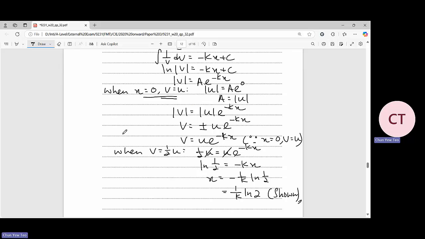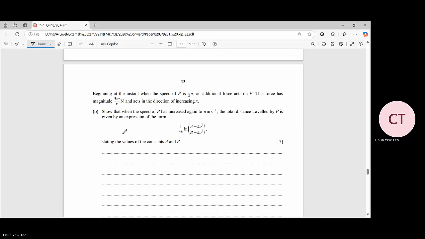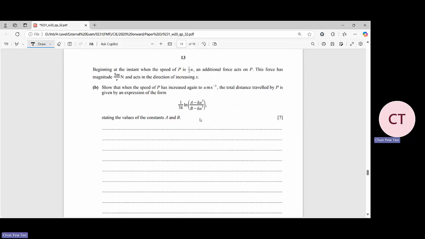Now we move on to part B. Beginning at the instant where the speed of P is half U, we have an additional force X on P. The force has a magnitude of 5m over V, and acts in the direction of increasing x. Show that when the speed of P has increased to U meters per second, the total distance traveled by P is given by this formula, and state the values of the constants A and B.